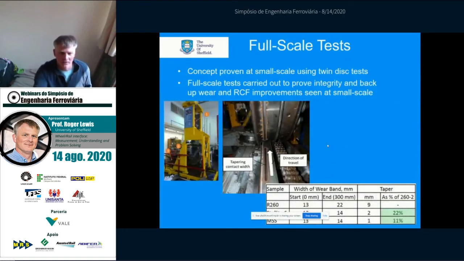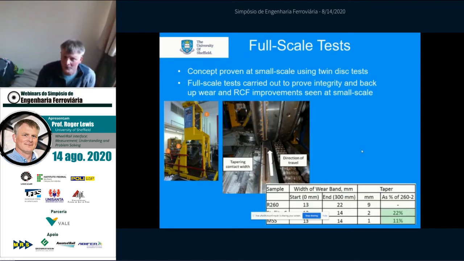And you can see here we've used our full scale rig again. Here we've got a clad rail under test. At this point we weren't able to actually measure the profile change, so we're looking more at the size of the wear scar. This, in terms of indicating wear, showed that we were getting the same increase in performance as we'd seen in our twin disc tests. And of course, this was our opportunity to show that the clad layer stayed intact under the quite severe loadings we were applying in our wheel rail interface.